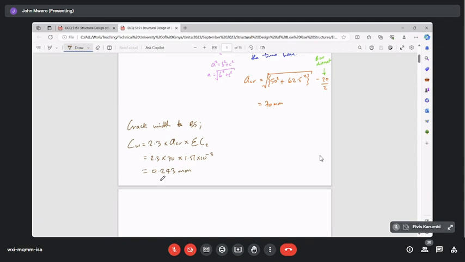For water retaining structures, I think the BS talks about a limit of 0.15 millimeters. A very, very tiny crack, but it's allowed.